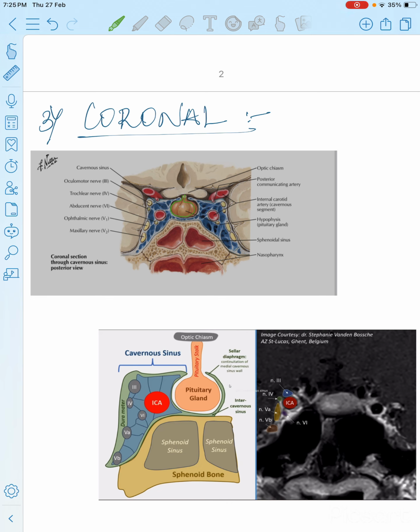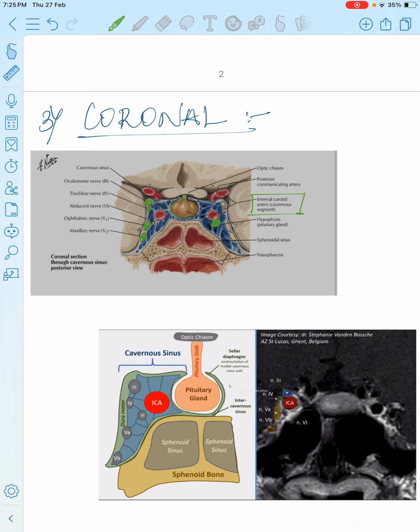The cavernous sinus itself is an important question which can be asked. I'll just briefly discuss the important structures related to the cavernous sinus. The ICA passes through the cavernous sinus and is one of the most important contents of the cavernous sinus. Just below the ICA is your sixth nerve, the abducens. And laterally along the cavernous sinus wall, from above below are the third nerve, fourth nerve, V1 which is the ophthalmic nerve, and V2 which is the maxillary nerve, the branches of trigeminal.